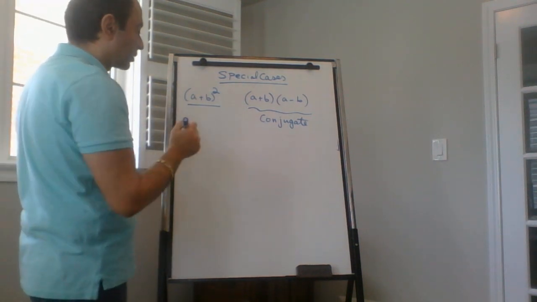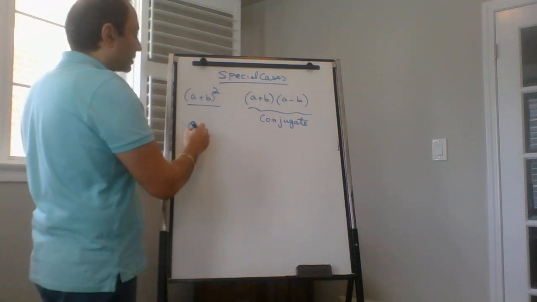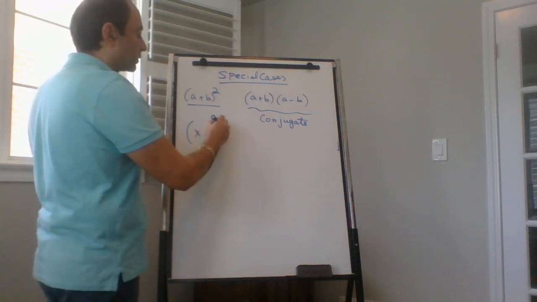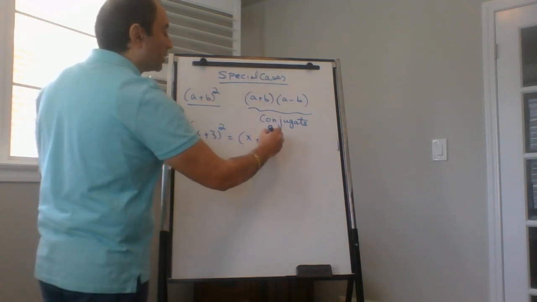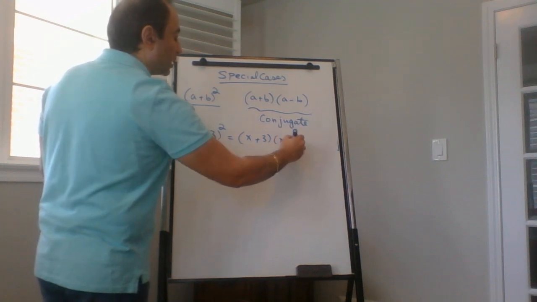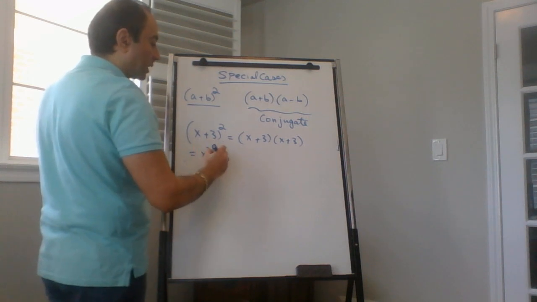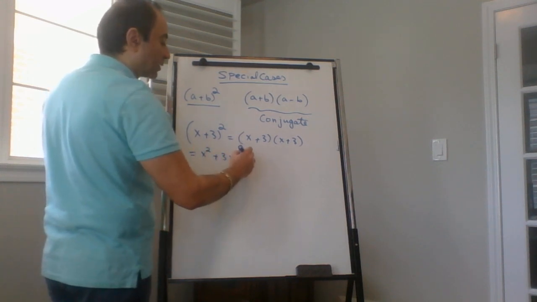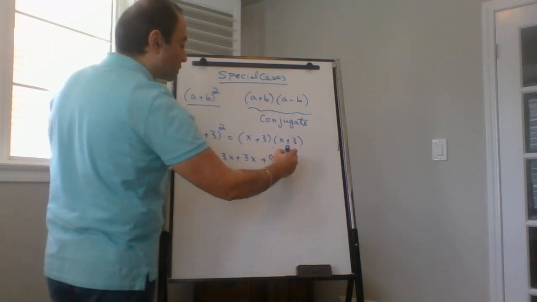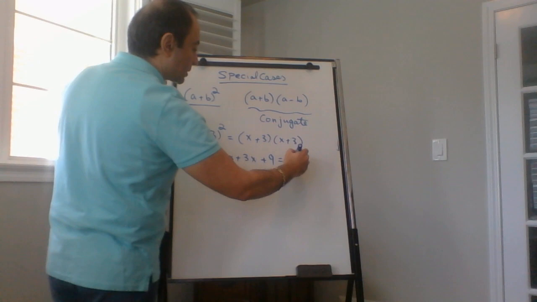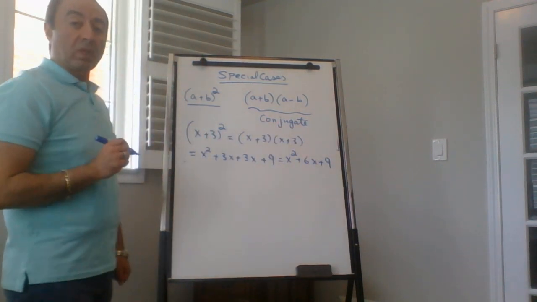So first, let's start with this. Let's say I want to expand x plus 3 squared. As I told you before, this means x plus 3 times x plus 3. And to expand this, I can FOIL. That will be x squared plus 3x plus another 3x plus 9. And then I combine like terms, so x squared plus 6x plus 9. Okay?